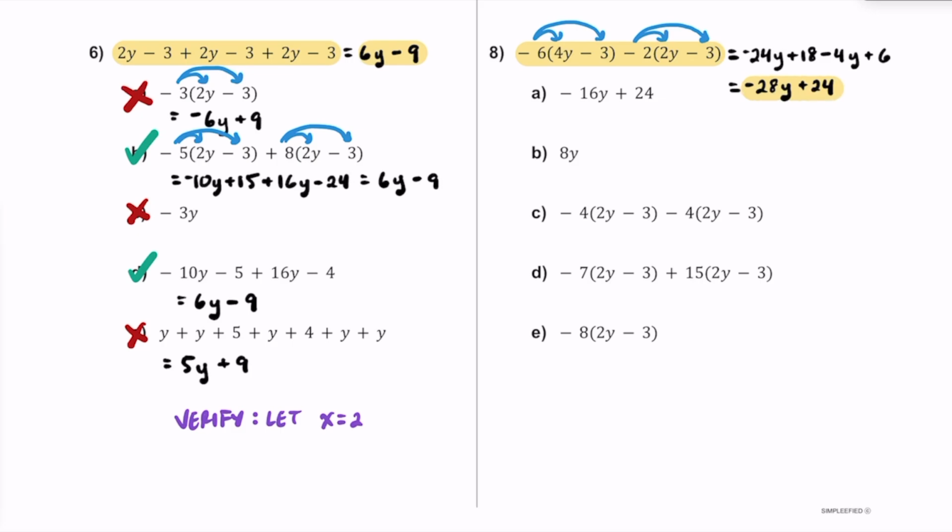All right, right away looking at A, this is already simplified. The constant terms do indeed match, however, these coefficients do not. So based on that logic, we can say this is not correct.